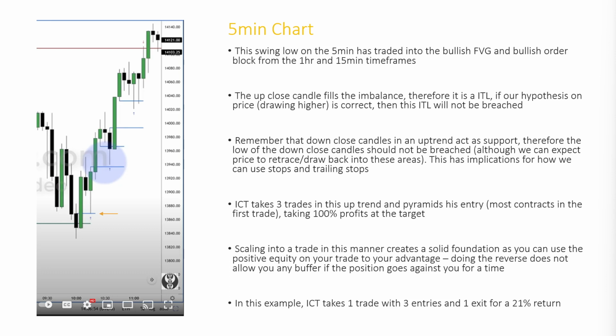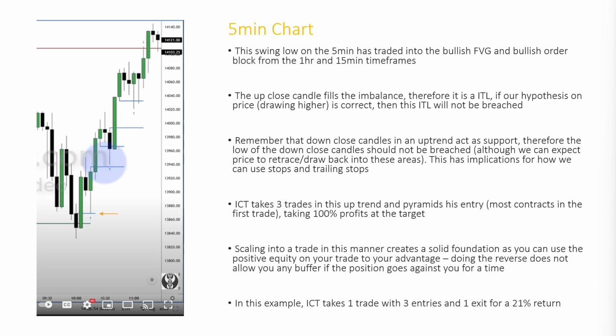So the thing you'll notice on the chart is the orange arrow. This up close candle has actually filled the imbalance. So there's a small fair value gap from that swing low that was created in that big up close candle. And that up close candle, which is signified by the orange arrow, has actually filled in that fair value gap. And that makes it instantly an intermediate term low. So you'll remember from the ICT teachings that when we have an intermediate term low formed, our expectation is that the low of that candle won't be breached.